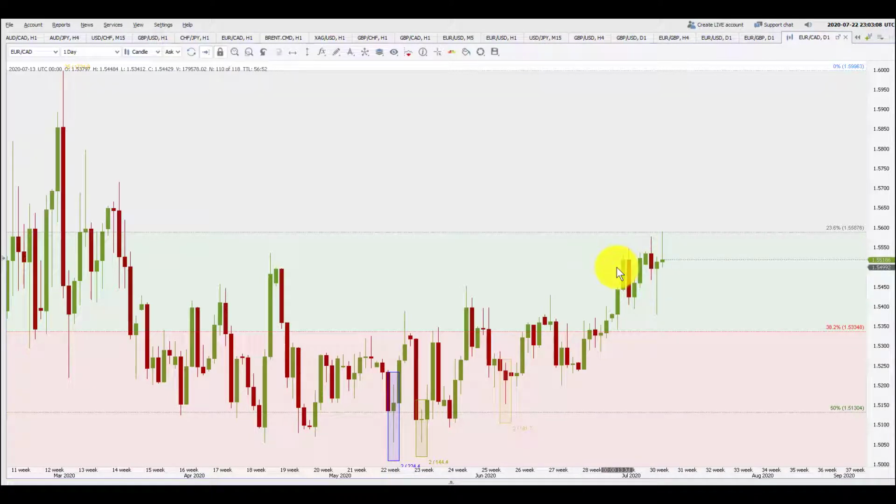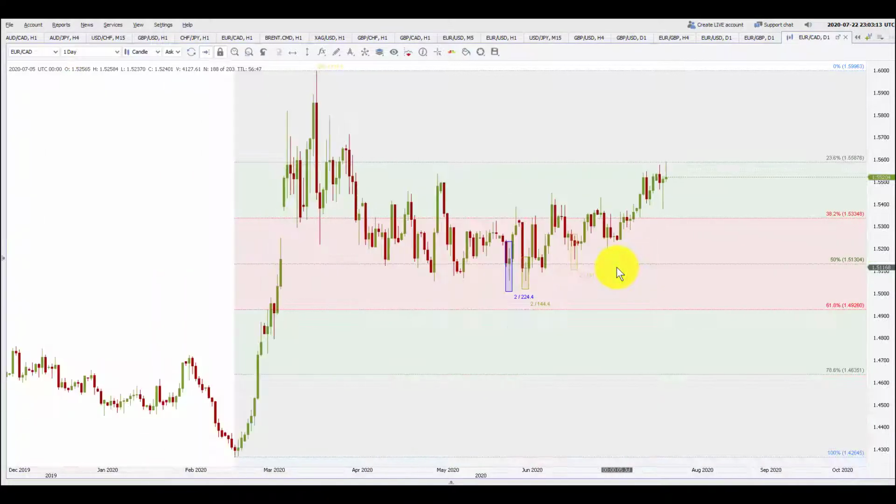I hope you have understood all the things that are required to trade the bearish pin bar, and of course the bullish pin bar also, which we have discussed in the previous video. If you have any questions, you can write them in the comment section.